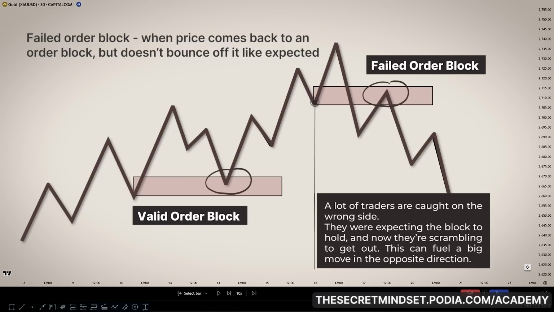Failed order blocks often lead to strong moves. That's because a lot of traders are caught on the wrong side. They were expecting the block to hold, and now they're scrambling to get out. This can fuel a big move in the opposite direction.